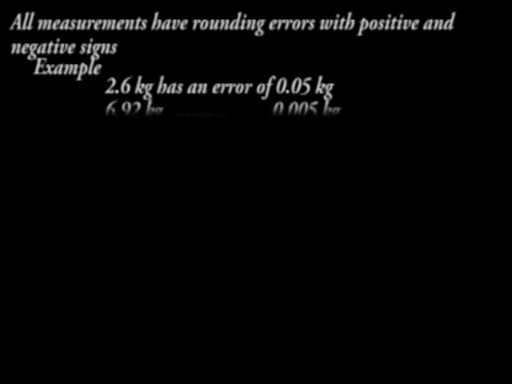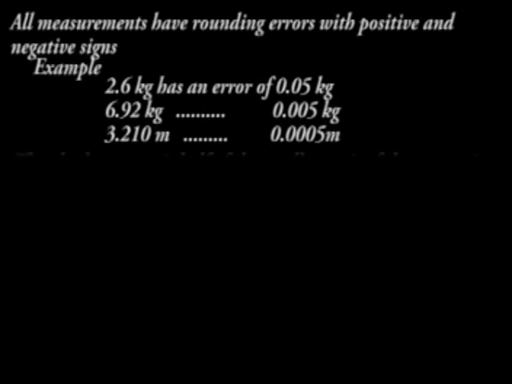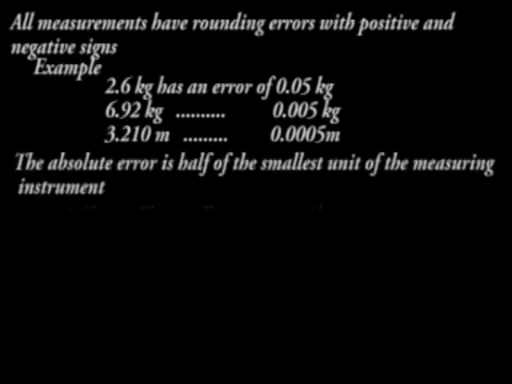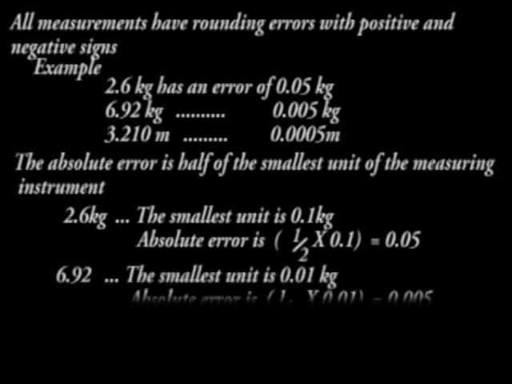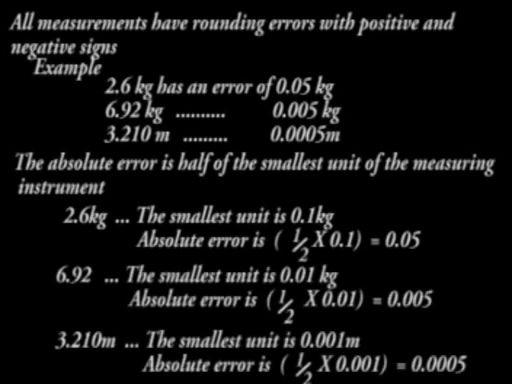Over to absolute error. All measurements have rounding errors with positive and negative sides. For example, 2.6 kgs has an error of 0.05, 6.92 an error of 0.05, and so on. The absolute error is half of the smallest unit of the measuring instrument. For example, for the above case, 2.6 kgs, the smallest unit is 0.1 kilograms. Absolute error is a half of 0.1, which is equal to 0.05.